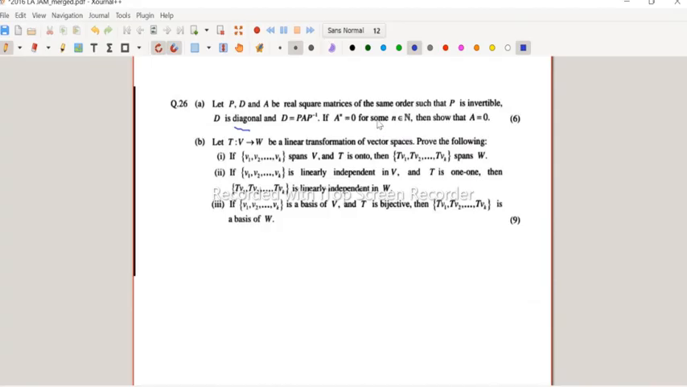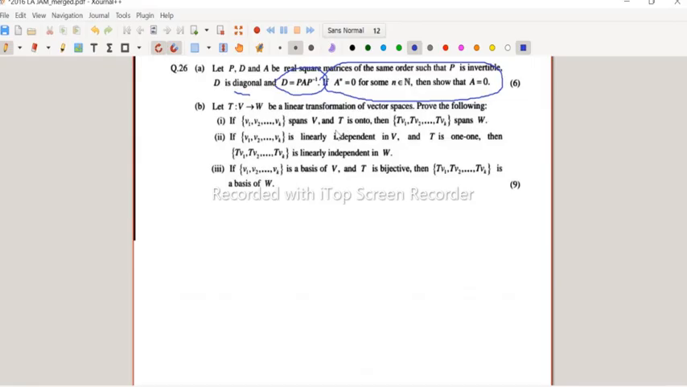Okay. Now again, we can easily prove this, I think. If A power n equal to 0 for some n, then show that A equal to 0. But it is given that D can be written as P times A times P inverse. So how to prove this one? Maybe we need some theorem. Okay, it is given that D equal to P A P inverse. Now raise both sides to the power n.